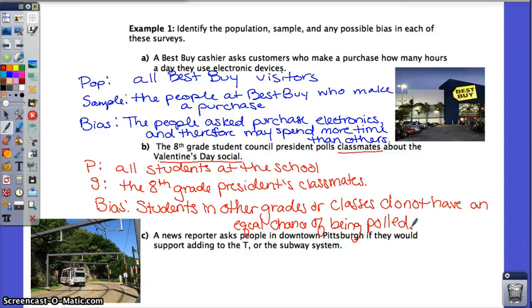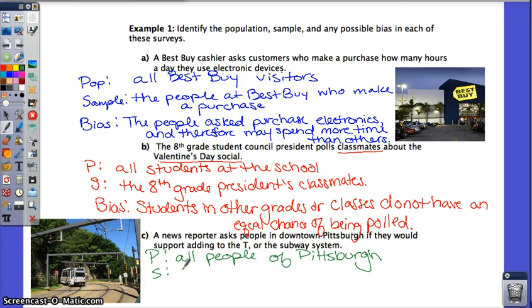The last one then, a news reporter asked people in downtown Pittsburgh if they would support adding to the T, or the subway system. So who am I talking about in general? Sounds to me like I'm talking about all of the people or the citizens of Pittsburgh. Well, the news reporter, who do they actually ask for the sample? The sample says that they ask people downtown if they support adding to the T.